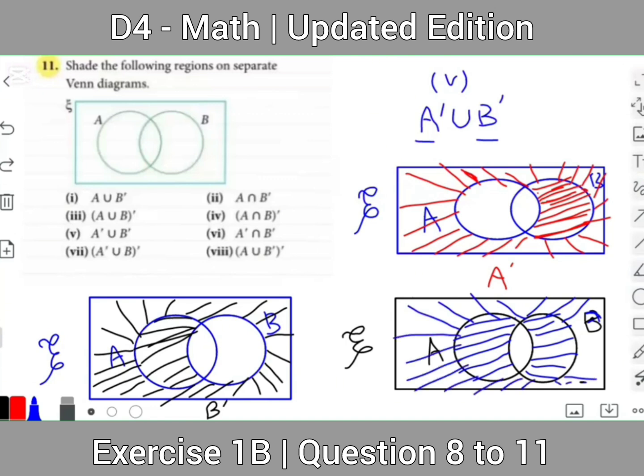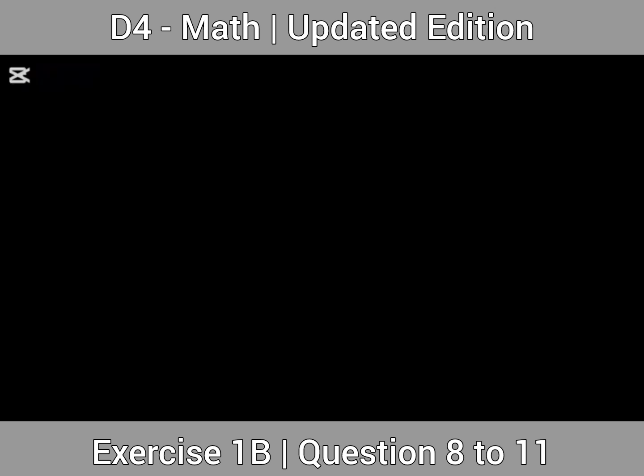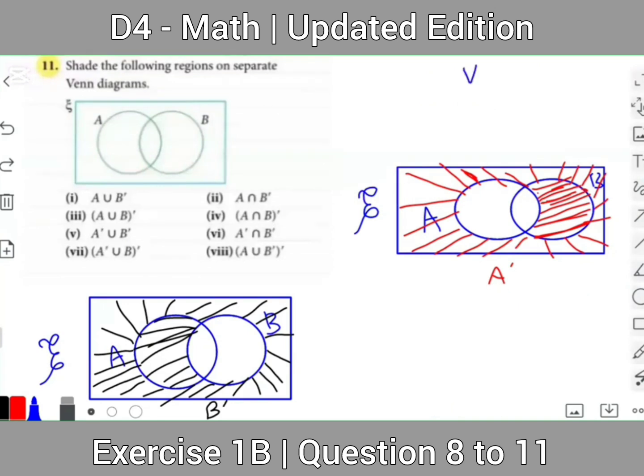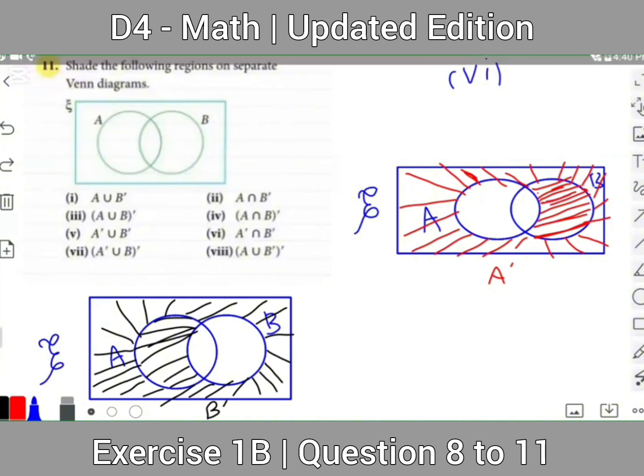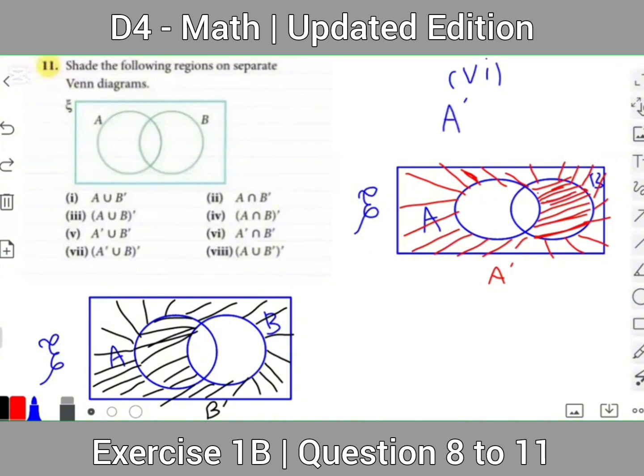represents the A complement union B complement. Now in the part 6, we have to find out the shaded region for A complement intersection B complement.